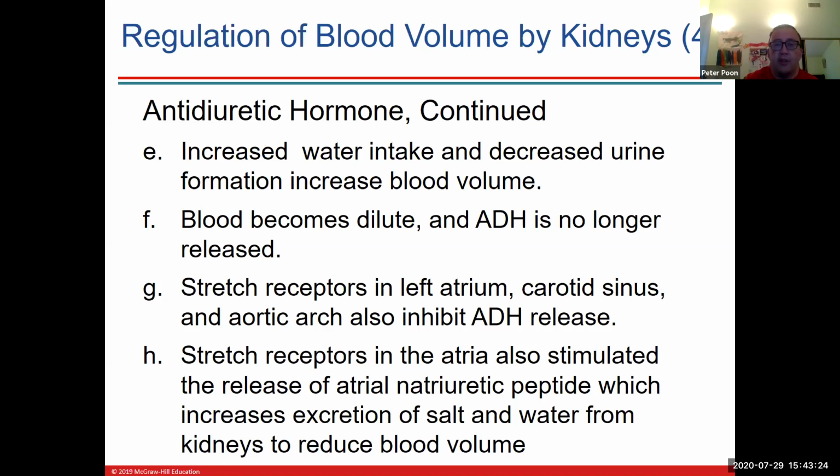Stretch receptors in the left atrium, the carotid sinus and the aortic arch inhibit ADH release. These things measure blood volume, and if there's too much, you want to inhibit ADH release. Stretch receptors in the atria also release ANP. ANP is the exact opposite of ADH. It causes increased excretion of salt and therefore water.